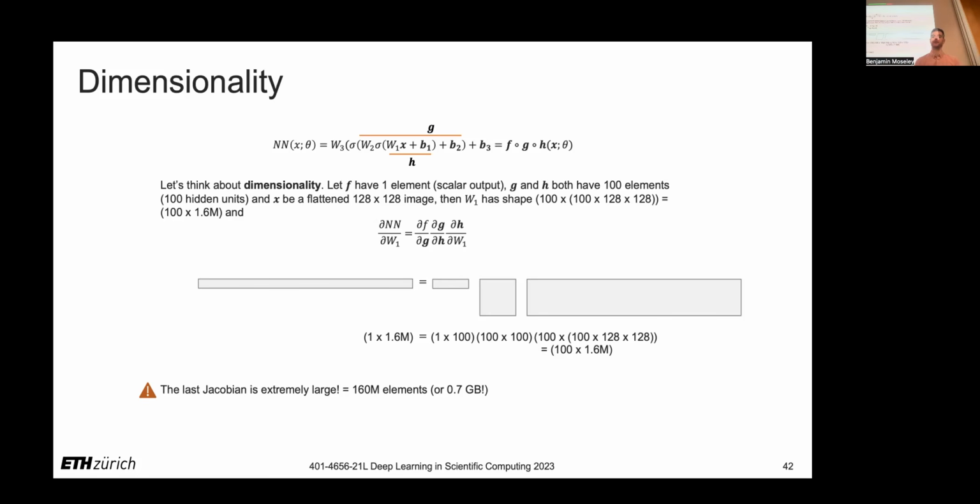Not only do we have to form that matrix, but we have to do all these matrix multiplies as well. So the Jacobian of G and H: G is a 100 element vector, H is a 100 element vector, so the Jacobian is 100 by 100. And then the output here, dF by dG, since we've got a scalar output of the network, that's just a vector. So we have to do all these matrix multiplies to get our final update here, which is the gradient of the weights. We know that W1 has 1.6 million elements.